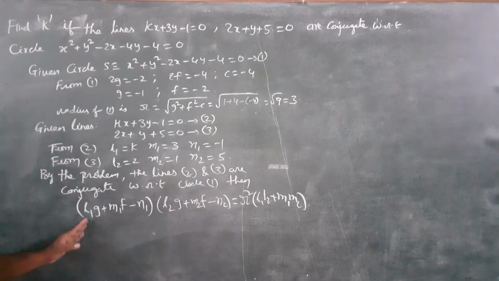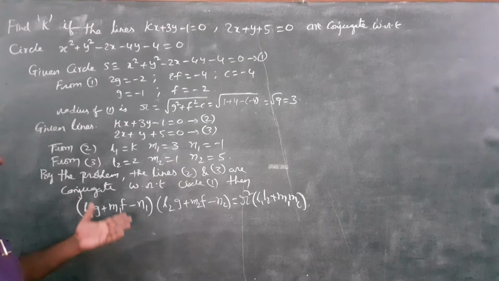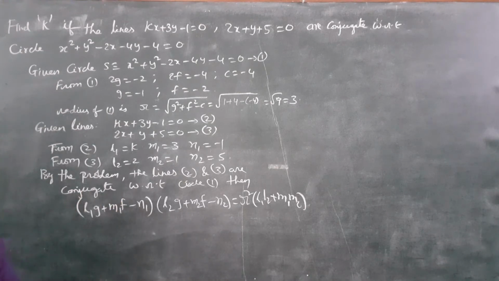Then the condition is (L1 g plus M1 f minus N1) into (L2 g plus M2 f minus N2) equal to r square into (L1 L2 plus M1 M2). This is the condition for two conjugate lines with respect to a circle. Now we substitute the values in this equation and then we get the value of k.